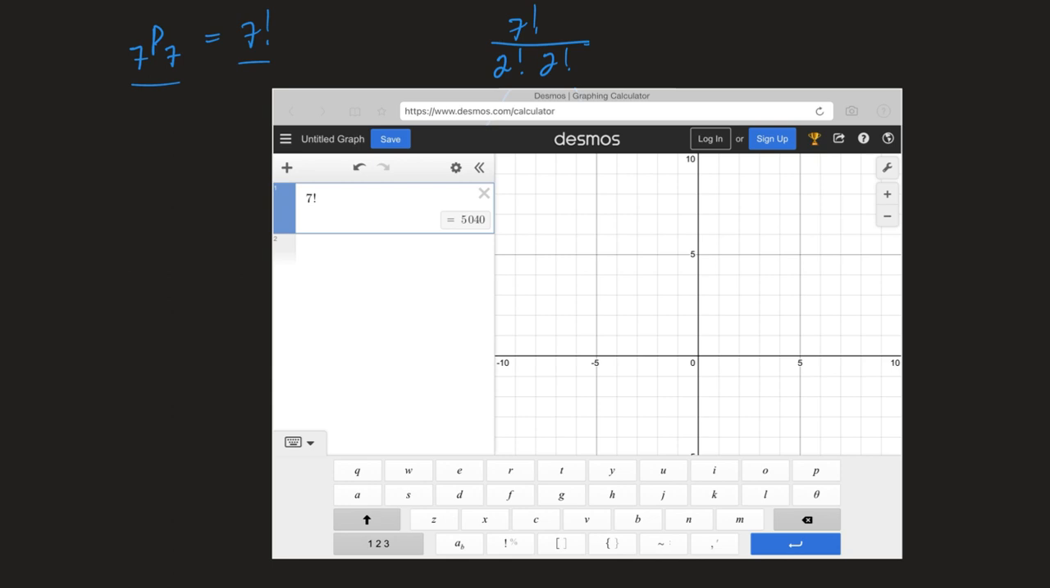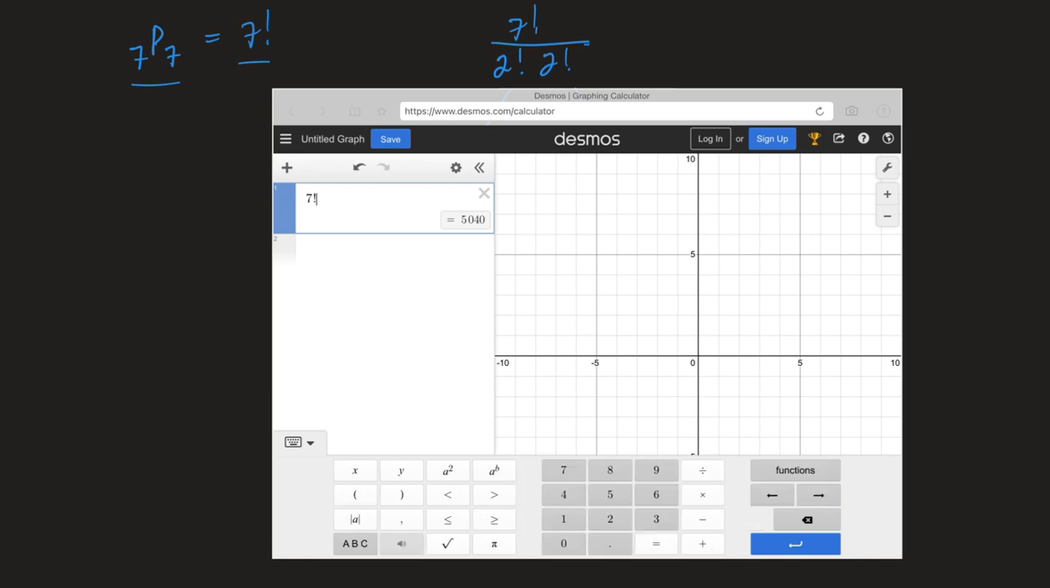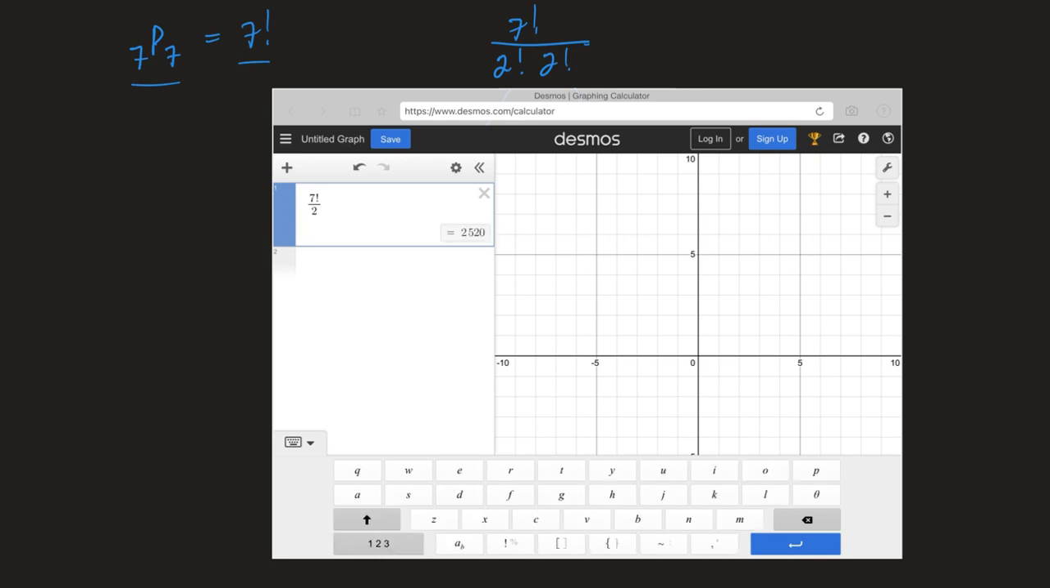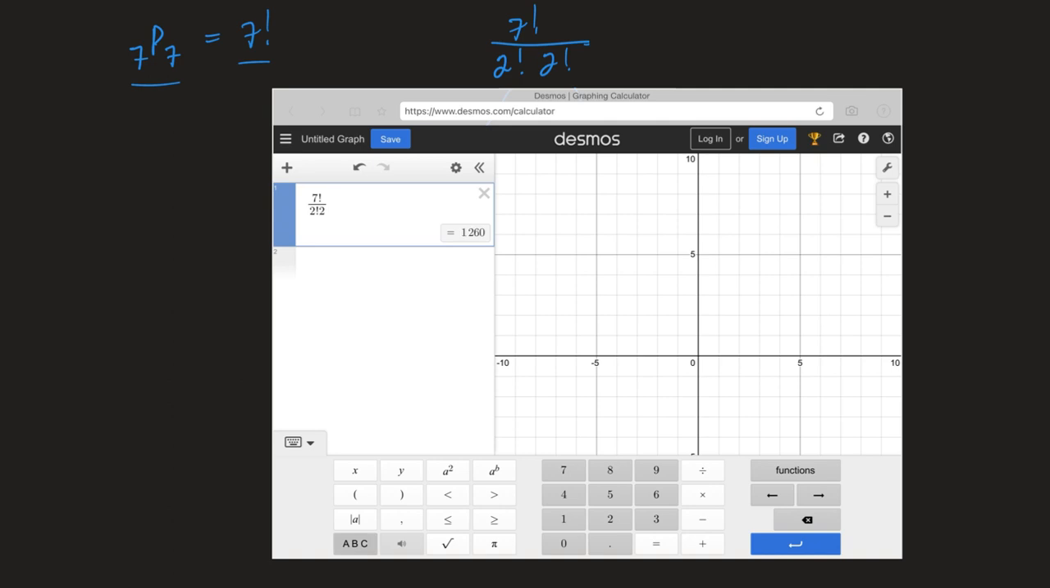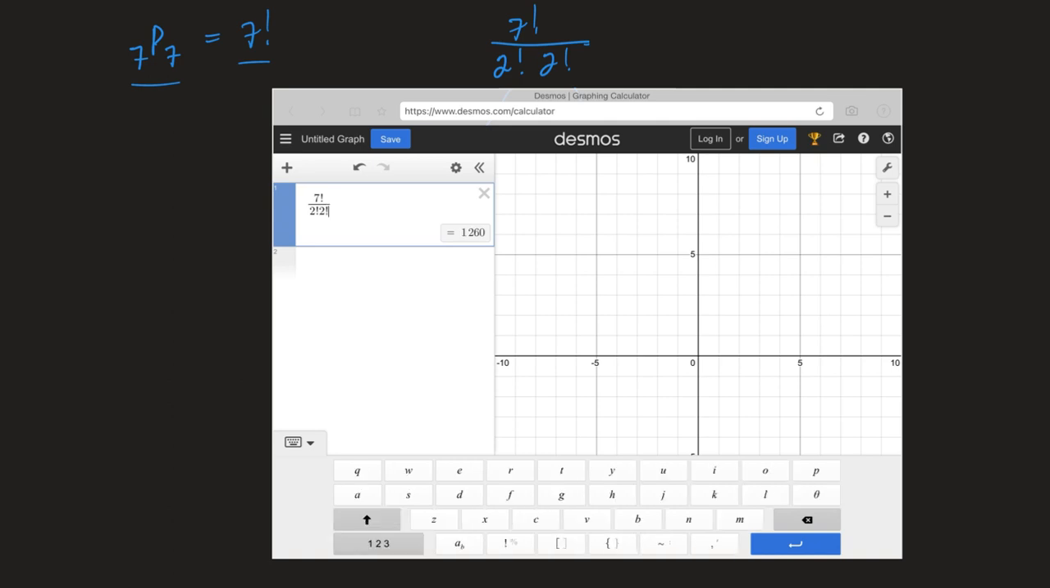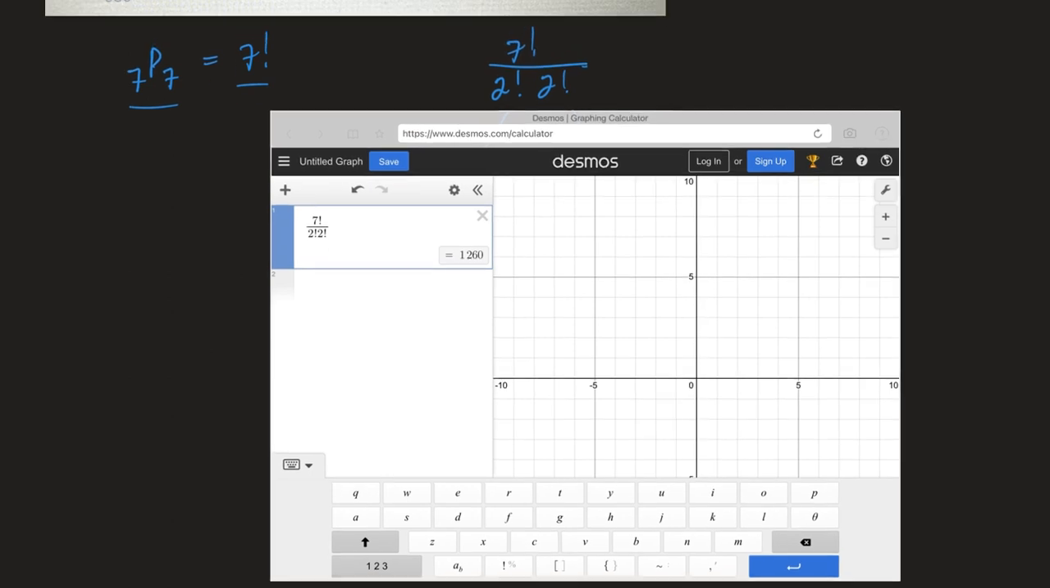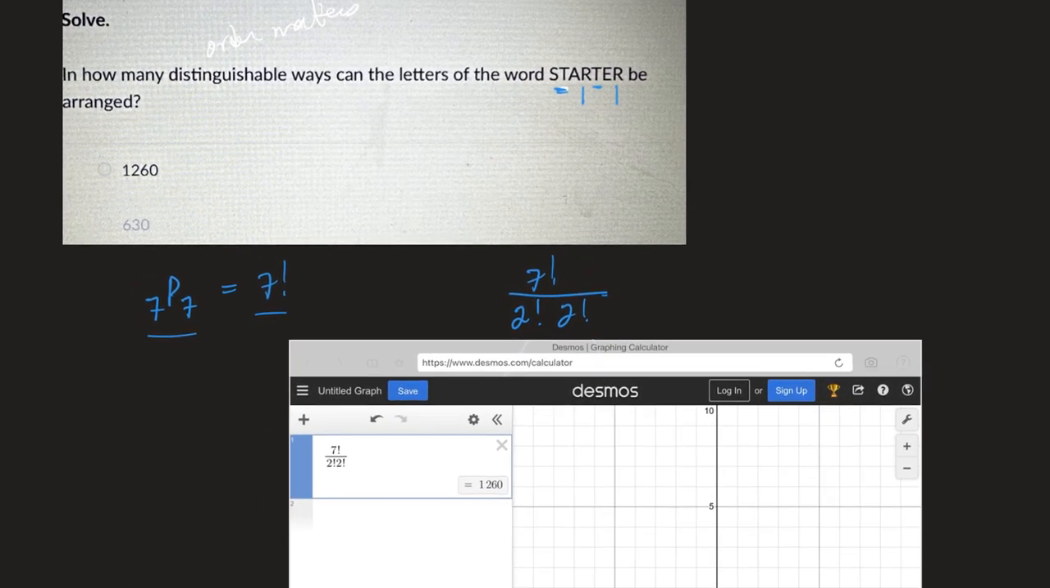So 5,040, that'll be how many ways you can rearrange 7 things. But then you divide that by 2 factorial for the T's and another 2 factorial for the R's. So the answer should be 1,260. I'd go with that one.